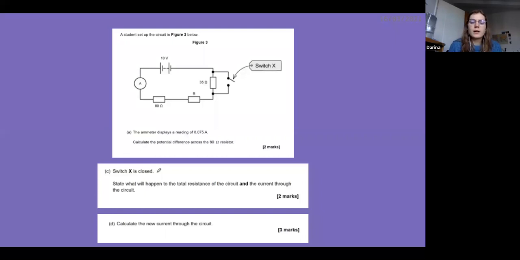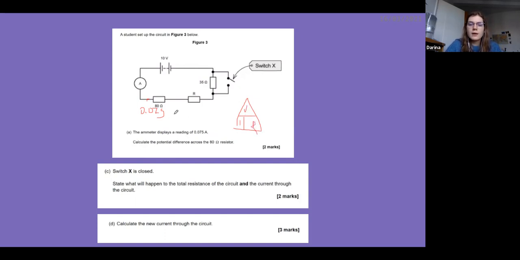Okay, so we need to calculate the potential difference across the 80 ohm resistor. For this, we don't know the resistance of all the resistors, so we can't use the total voltage, but that doesn't matter because we have the current flowing through that particular side. So we know that the current here is 0.075. From that, again, we're using our triangle.